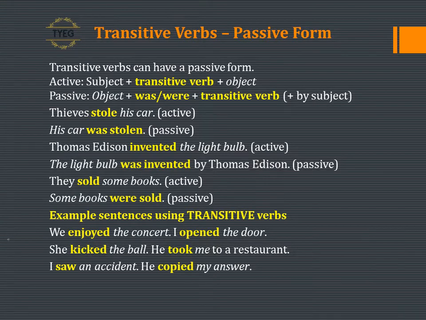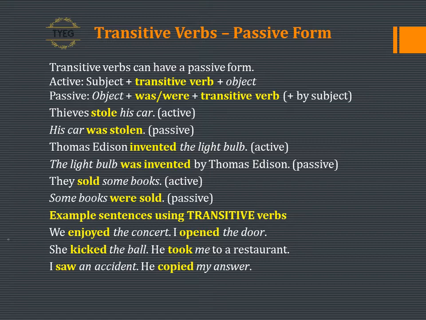Transitive verbs passive form. Transitive verbs can have a passive form. Active: subject plus transitive verb plus object. Passive: object plus was or were plus transitive verb, plus by subject. Thief stole his car. Active. His car was stolen. Passive.